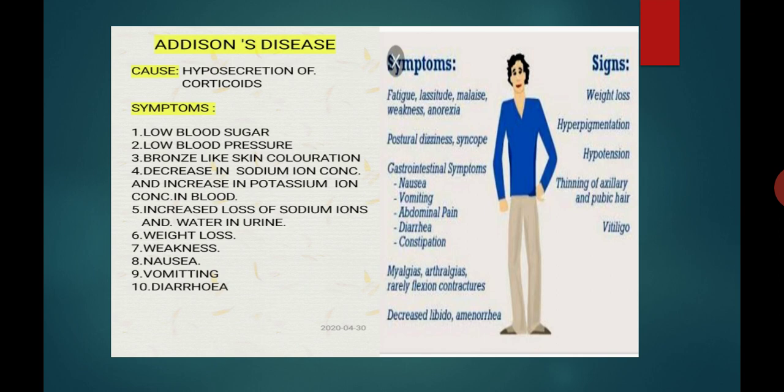Fifth symptom, increased loss of sodium ion and water in urine. This is called dehydration. Other symptoms are number six, weight loss, number seven, weakness, number eight, nausea, number nine, vomiting, and number ten, diarrhea. So this is about Addison's disease.